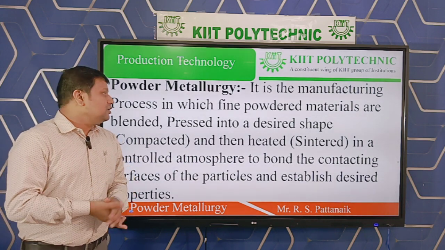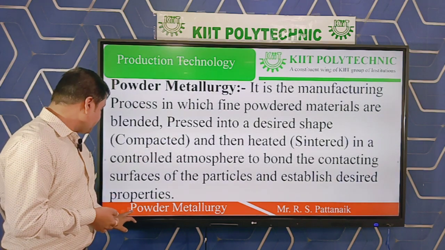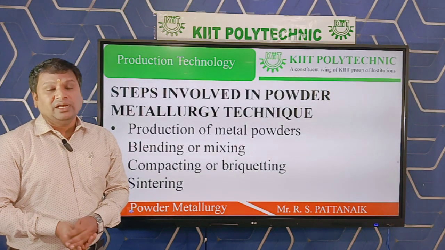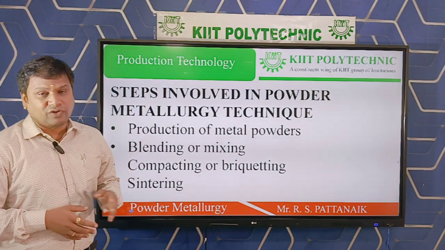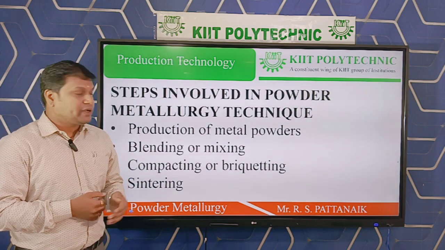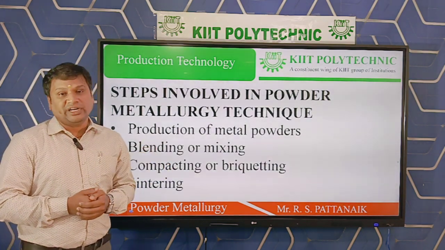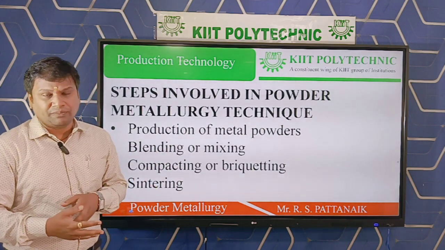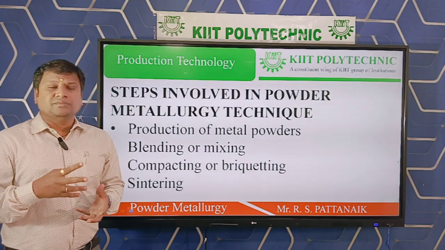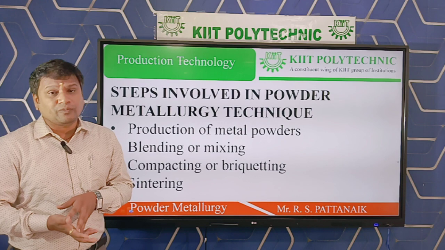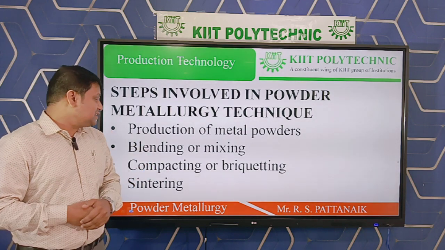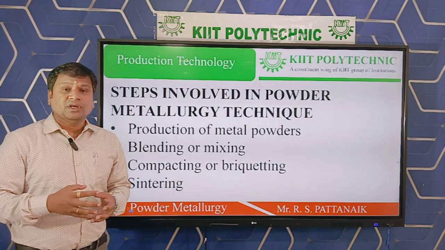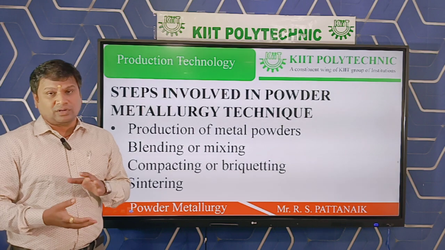The next slide covers the steps involved in the powder metallurgy technique. There are four basic steps. The first one is the production of metal powder, in which the metal and alloys are converted into powder form. The next step is blending or mixing, in which the metal powders are properly blended or mixed.